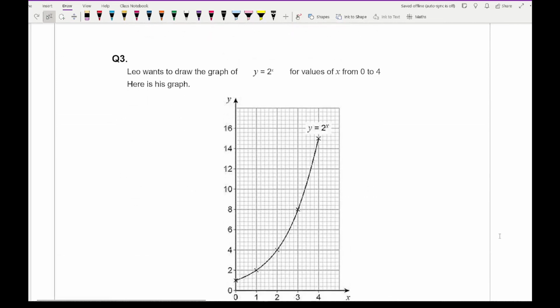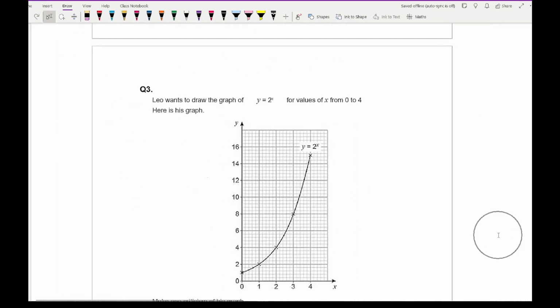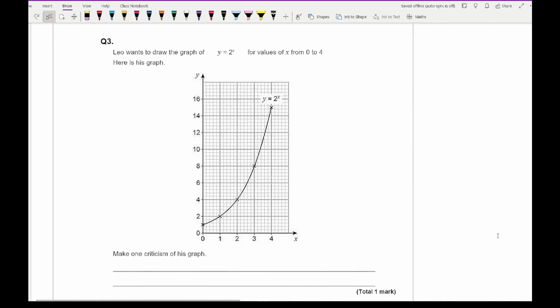Moving on to question 3, I'll just zoom out a little bit on this one. It says that Leo wants to draw the graph of y equals 2 to the power of x for the values of x from 0 to 4. Here is his graph, and the question is asking us to make one criticism. Now, often with these types of questions, one of the criticisms is usually going to be that he's either messed up the curve or that it's just the wrong shape. The shape does look fine. It does cross at 0, 1, so that's not the mistake.